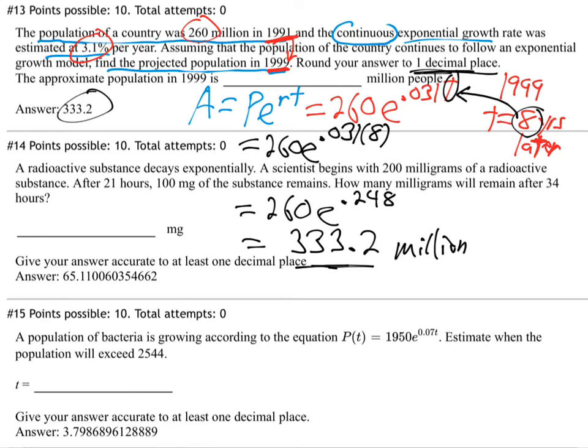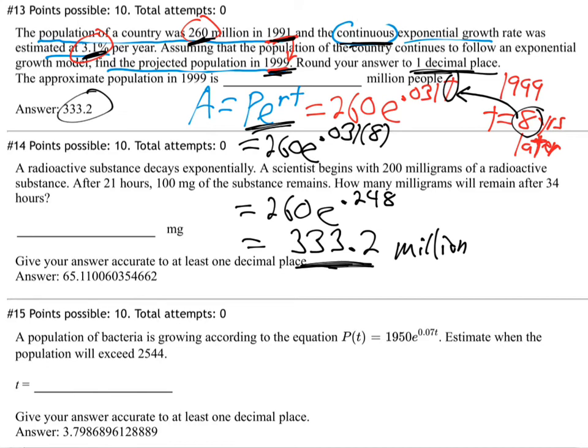So they're saying this population is growing at 3.1% continuous. That's continuous. That's why I use the PERT formula. Continuous compounding interest or continuous growth, we use the PERT formula. So if that's the case, then 260 million people in 1991, 8 years later, 1999, will be 333.2 million people. That'll grow quite a bit. Okay, 2 more questions left.